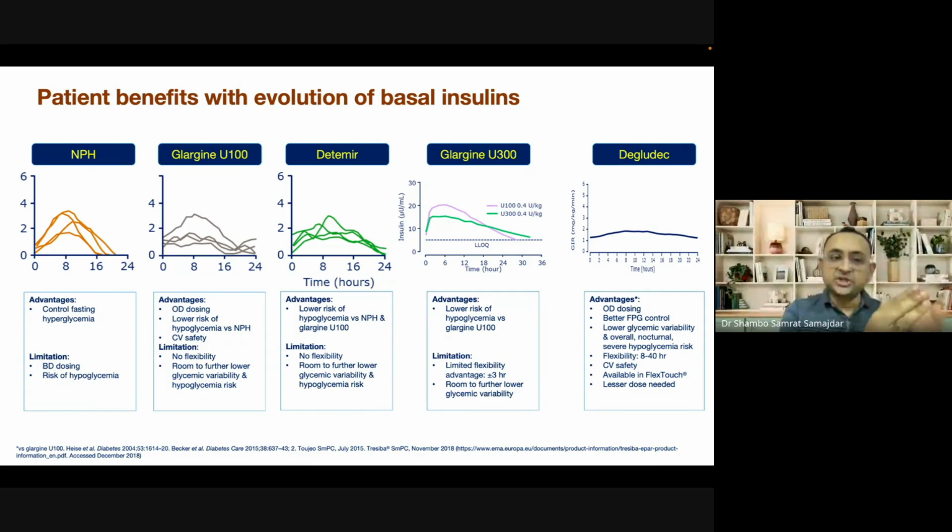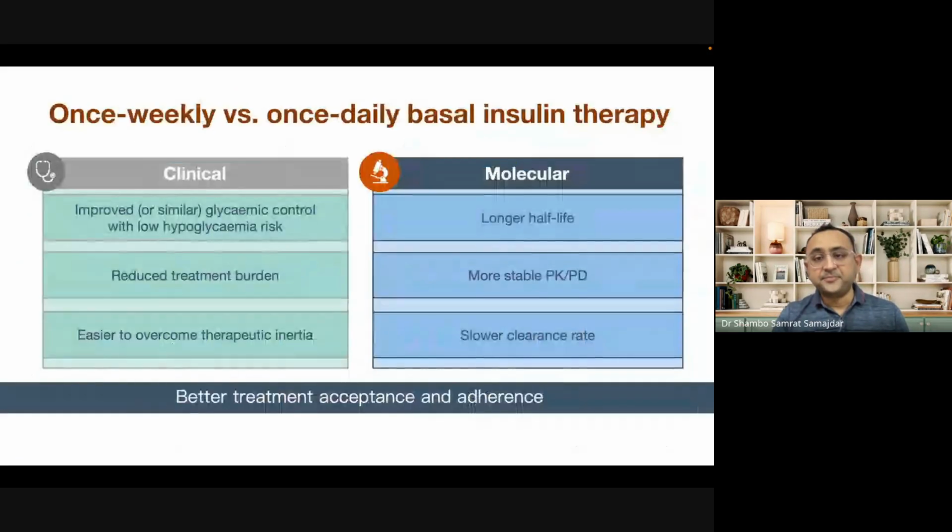The NPH in 1936, we can see their peaks. For the first time, we had something which can control the fasting hyperglycemia, but it should be given at least twice daily, and the risk of hypoglycemia was there. Then we got U100 and detemir, as we had mentioned. But glargine U300 and degludec had revolutionized the basal insulin therapy.